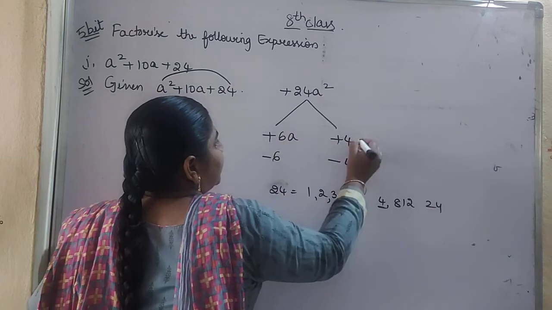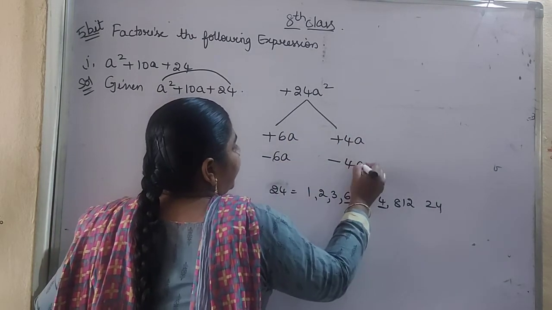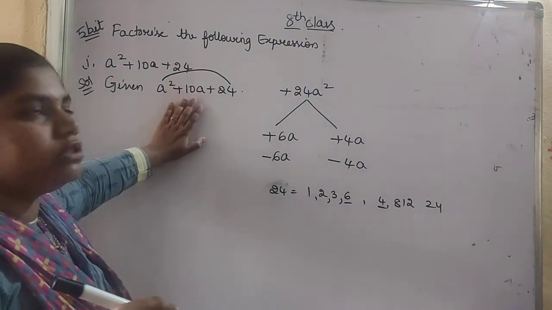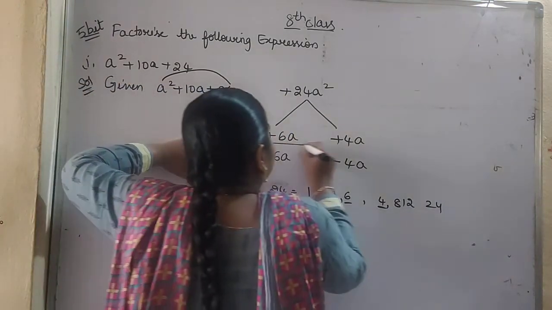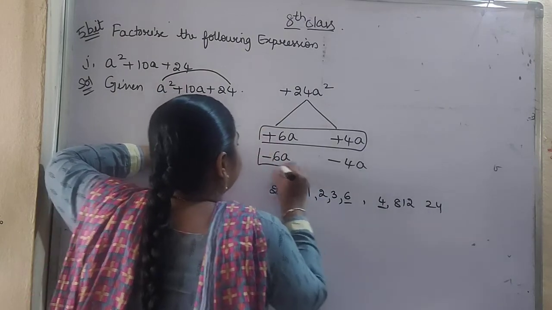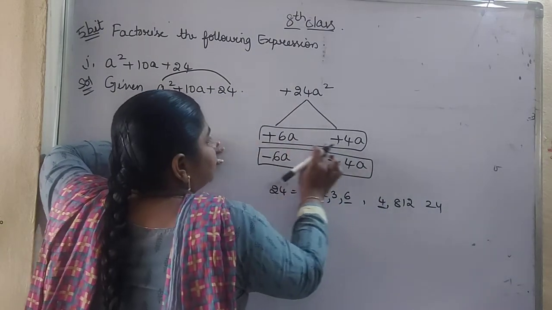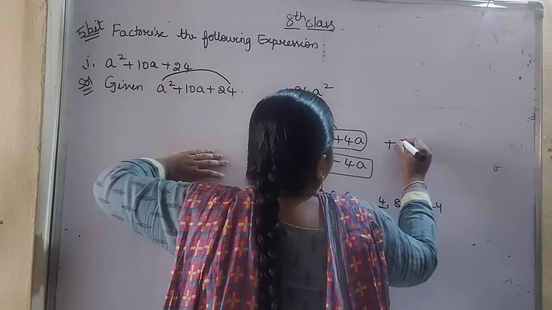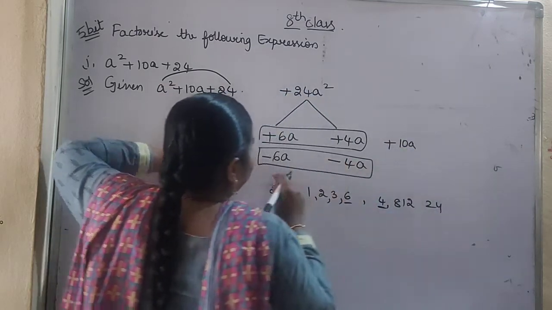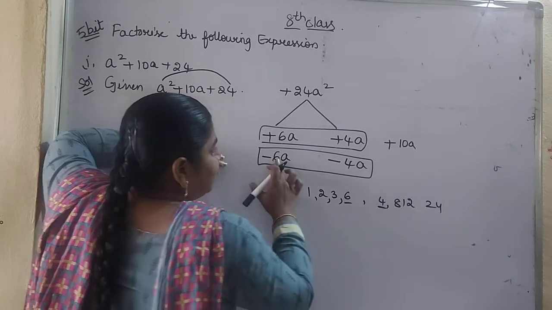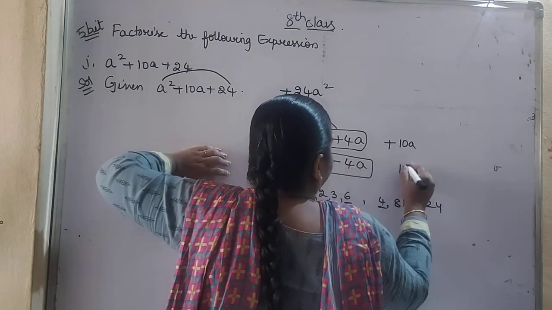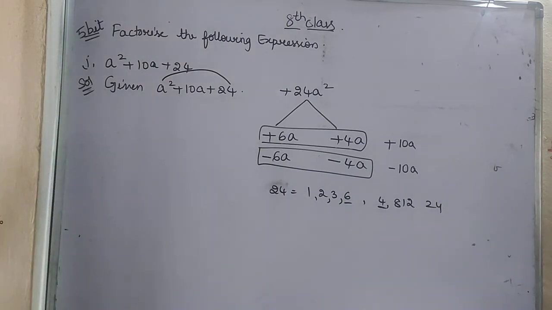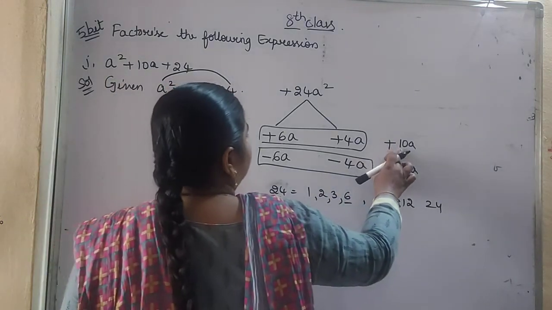A square can be written as a into a. And now what is the condition? If you add them, that should be equal to plus 10a. Plus into plus will be plus, 6a plus 4a will be plus 10a. Here minus into minus will be plus, 6a plus 4a will be 10a, but here the bigger number's sign is minus. So where we got plus 10a, here we got plus 10a.